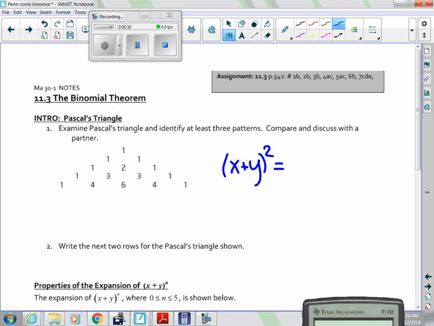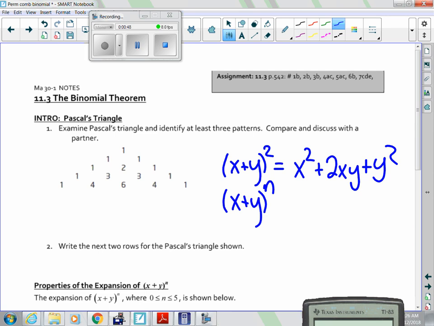We did that back in Math 10C and 20-1. We saw that was x squared plus 2xy plus y squared. But what if we had (x plus y) to a different power, say n? Our goal is to figure out how this process works so that we can move through it a little bit more easily.